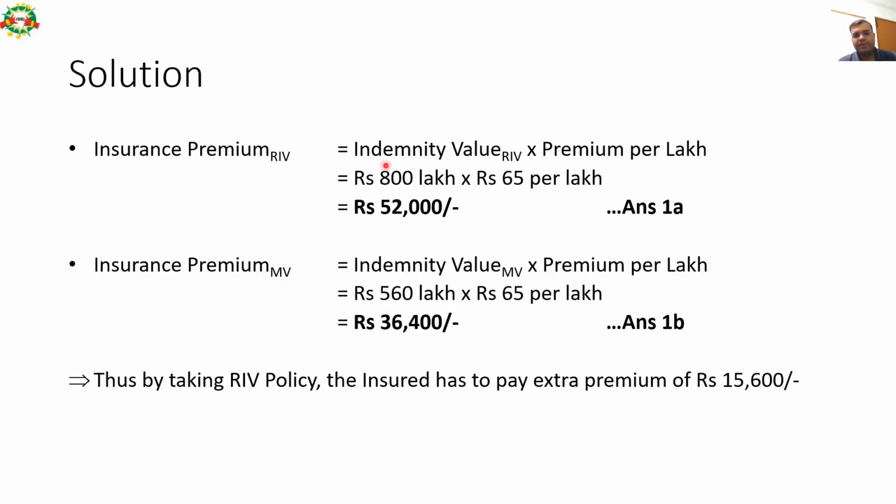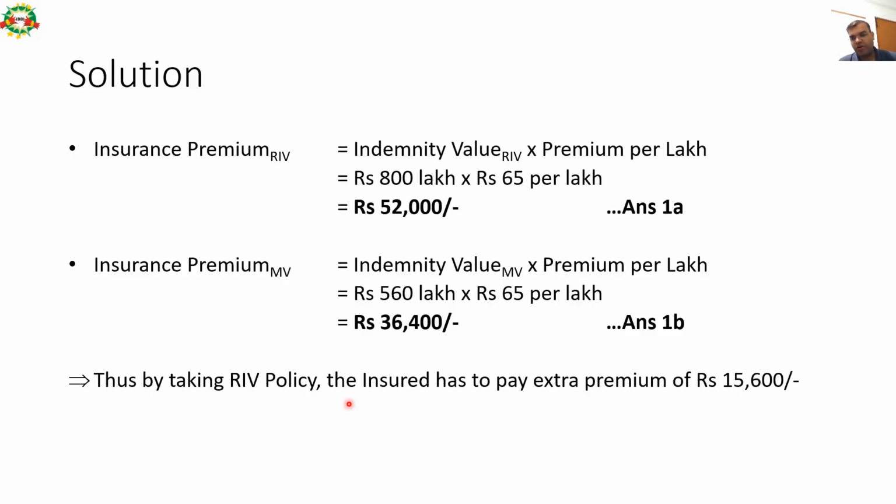Insurance premium will be equal to indemnity value given in the question multiplied by premium per lakh given in the question. Thus, it is equal to 800 lakh rupees RIV indemnity value multiplied by 65 rupees per lakh. So 52,000 rupees will be the insurance premium considering the RIV method. And the insurance premium considering the market value method will be equal to indemnity value as per the market value method multiplied by premium per lakh, that is 560 lakh multiplied by 65 rupees per lakh, that is equal to 36,400. So if the owner of the property wants to take a reinstatement value policy, then the insured has to pay an extra premium of 15,600.